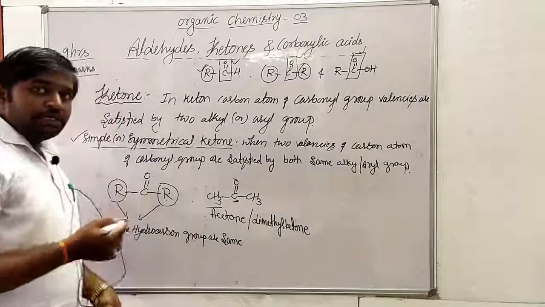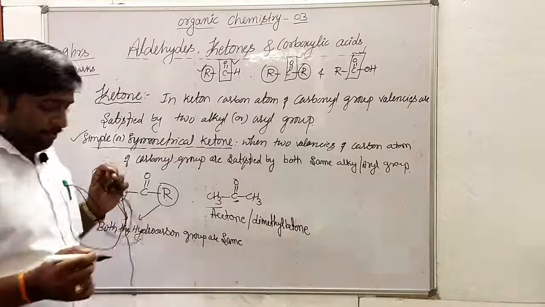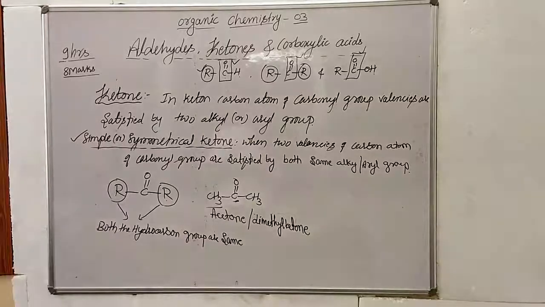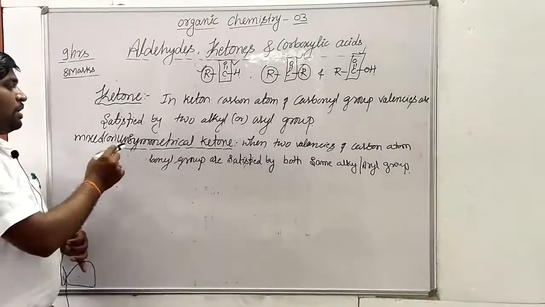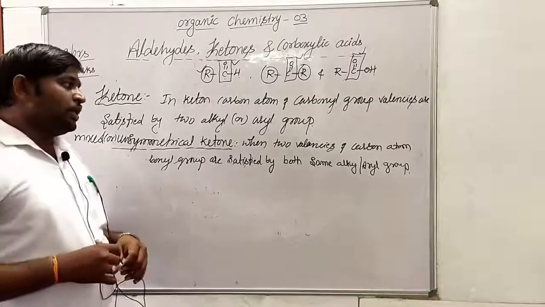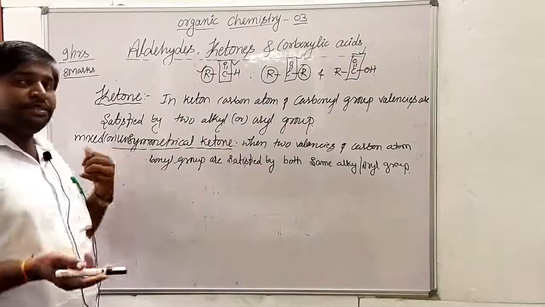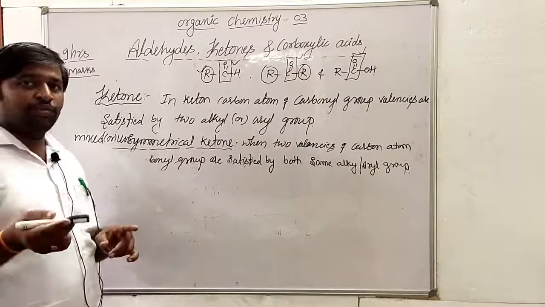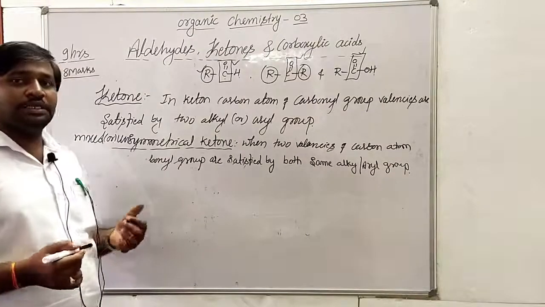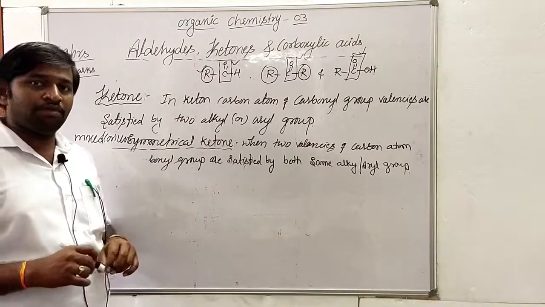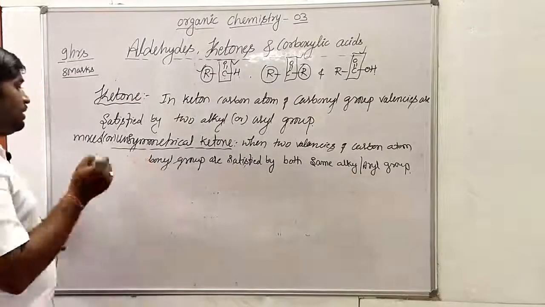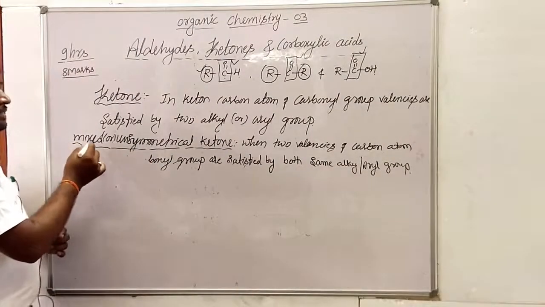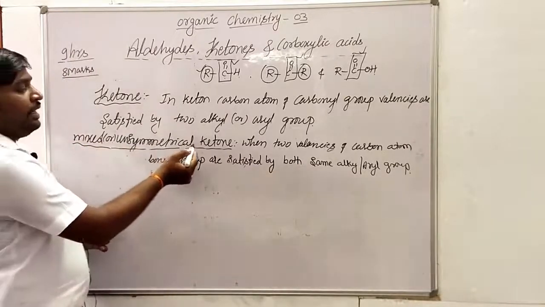And we may also consider one more example. Now let us consider the mixed or unsymmetrical ketones. So what do you mean by mixed? Mixed means different. If different alkyl groups or aryl groups are present on either side of the carbonyl carbon atom, then such ketones are called mixed ketones, that is, unsymmetrical ketones.